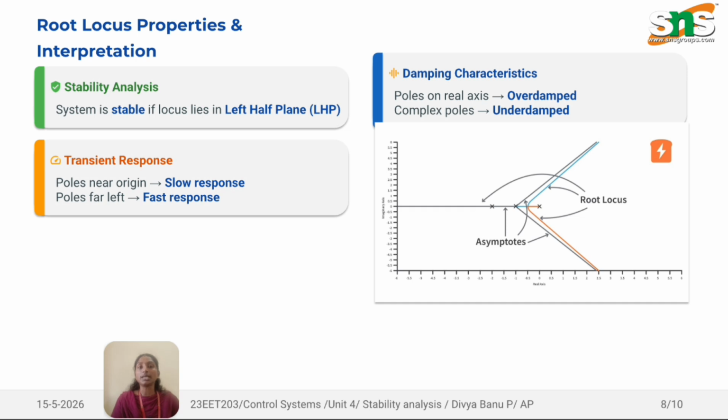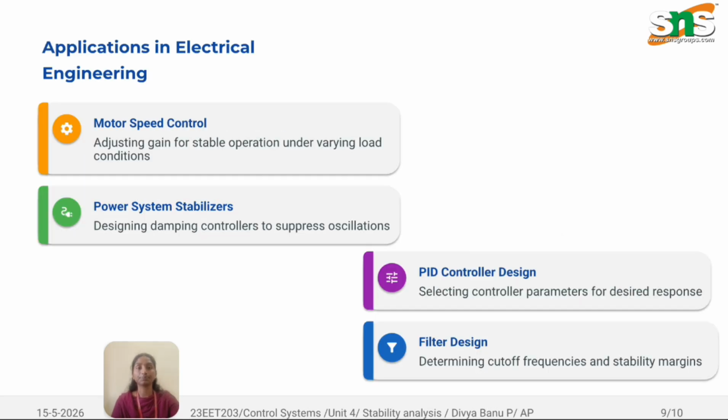Its properties and interpretation, like stability analysis: the system is stable if the root locus lies in the left half plane, and poles near the origin mean slow response, and poles far left mean fast response. Coming to damping characteristics, as you learned in unit 2, there are over damped and under damped conditions. If it is over damped, then the poles are on the real axis. If it is under damped, then there are complex poles. Coming to the applications: motor speed control, power system stabilizers, PID control design, and filter design.